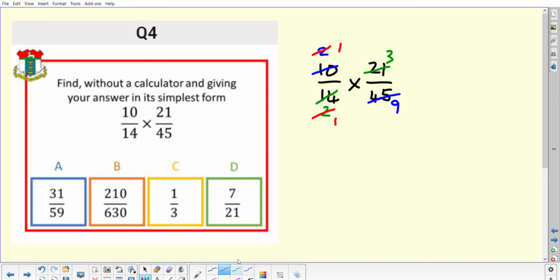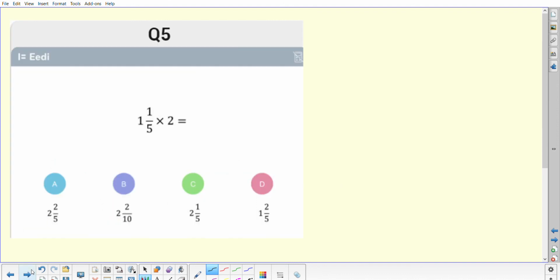We can also cancel between the 3 and the 9, so we can say 3 into 3 is 1, 3 into 9 is 3. So for our final answer, we're left with 1 times 1 on the top, which is 1, and 1 times 3 on the bottom, which is the answer of a third, which would be answer C. And I'm not doing the alternative method because it would have involved you in long multiplication to do 14 times 45. So this is the way to have gone.